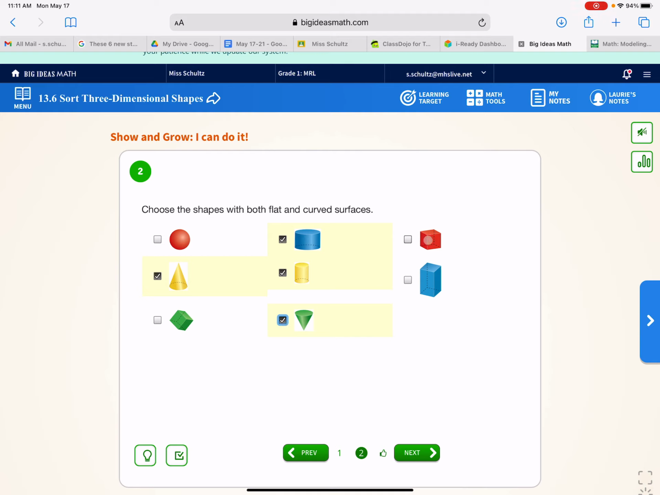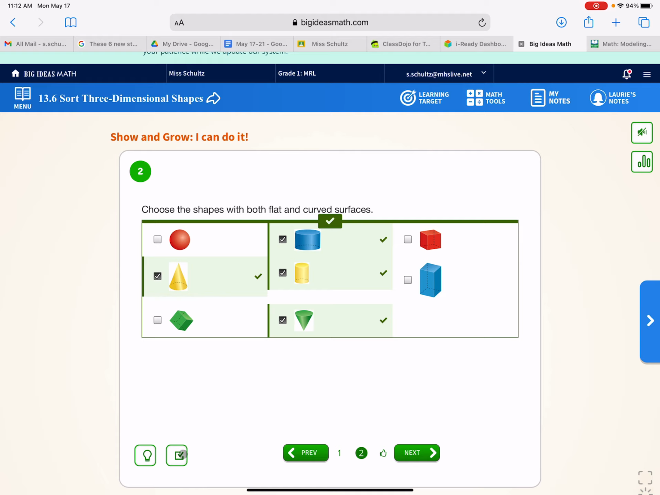Then what about the shape over here? There are flat surfaces in this cube, but there's no curved. And then if you look below at the blue shape, the rectangle, there's not any curved surfaces, so that won't work. So let's check our work. And we did it correctly.